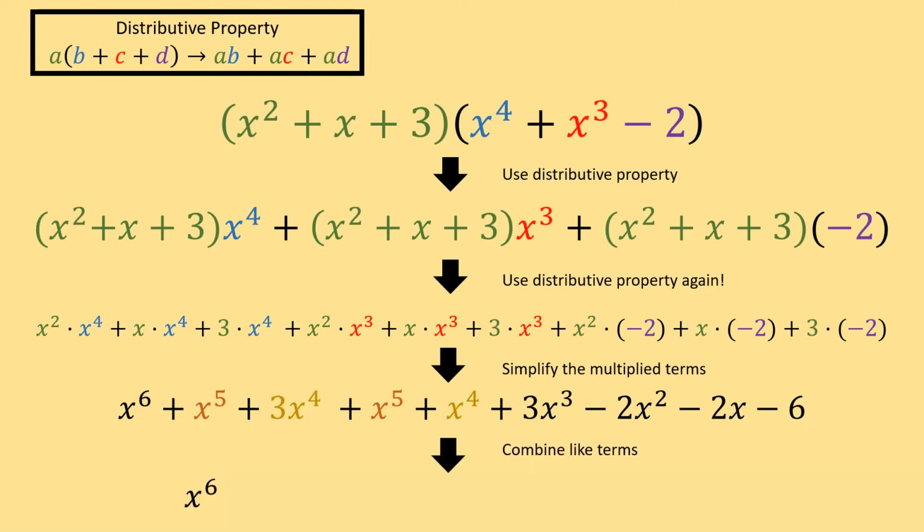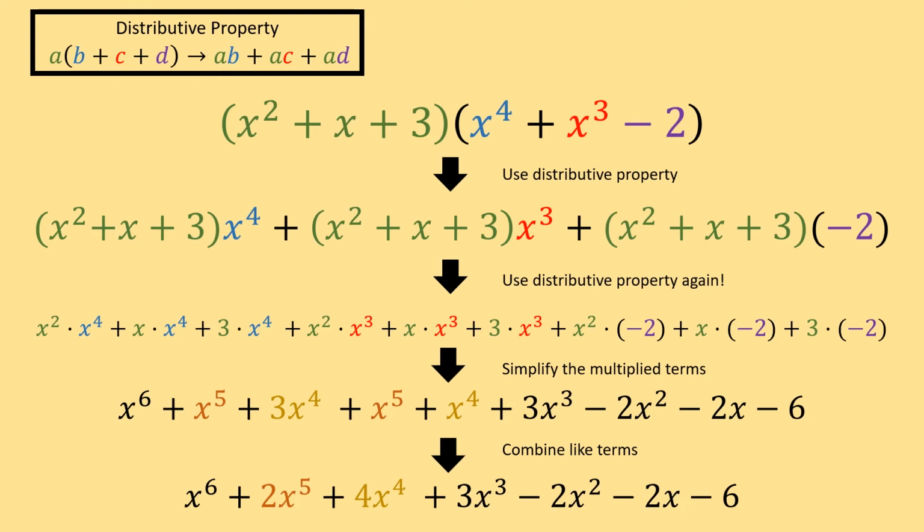It looks like we have two terms with x raised to the fifth power. We have x to the fifth plus x to the fifth, and that will give us 2x to the fifth. It looks like we have two terms with x to the fourth power. We have 3x to the fourth plus x to the fourth, and that will give us 4x to the fourth. And it doesn't look like any of our other powers of x match, and so we get our final answer down here. And if you need a review of how to combine like terms, you can check out this video here.